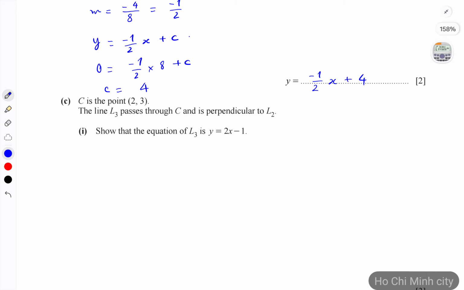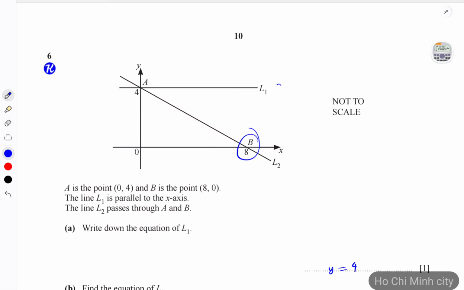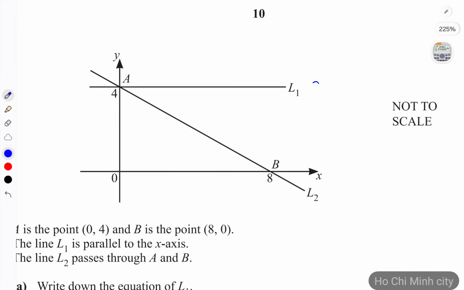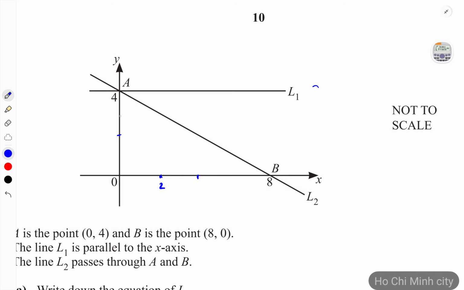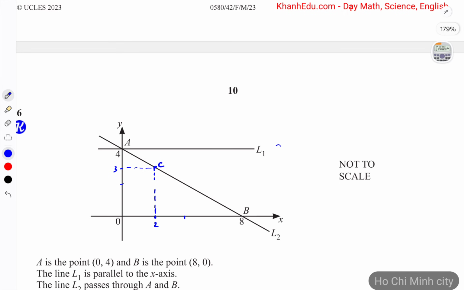The next one, C is the point 2, 3. The line L3 passes through C and is perpendicular to L2. So first of all, try to plot the point 2, 3. So here's 4, here's 2. All right, so number 3 is here. Point C is here. The line L3 passes through C and is perpendicular to L2. All right, so here is L3.